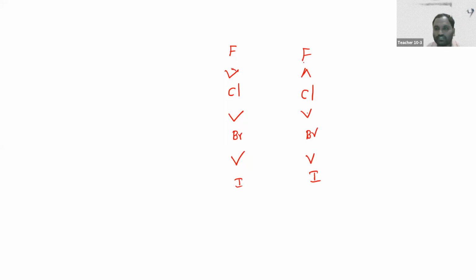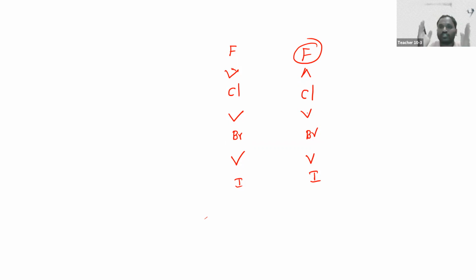Not only in this group: in p block elements, every second element in the group has more electron affinity than the first element. Simple conclusion. I'll give the reason now. Generally, what we think is fluorine is more electronegative. Fluorine can accept electrons more effectively than chlorine, so more energy should be released.